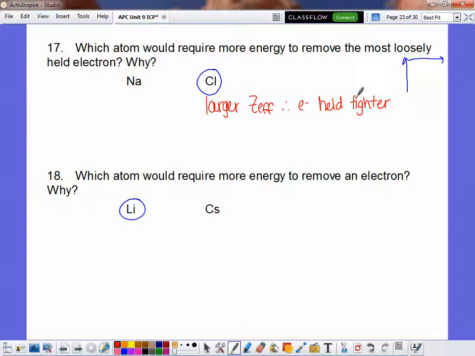And what would we use to explain between lithium and cesium? Shielding, exactly. Lithium has more or less shielding? Less. This is where it's a little weird. The more shielding you have, the looser the electrons are held. So this has less shielding. Therefore, the electrons are held tighter.